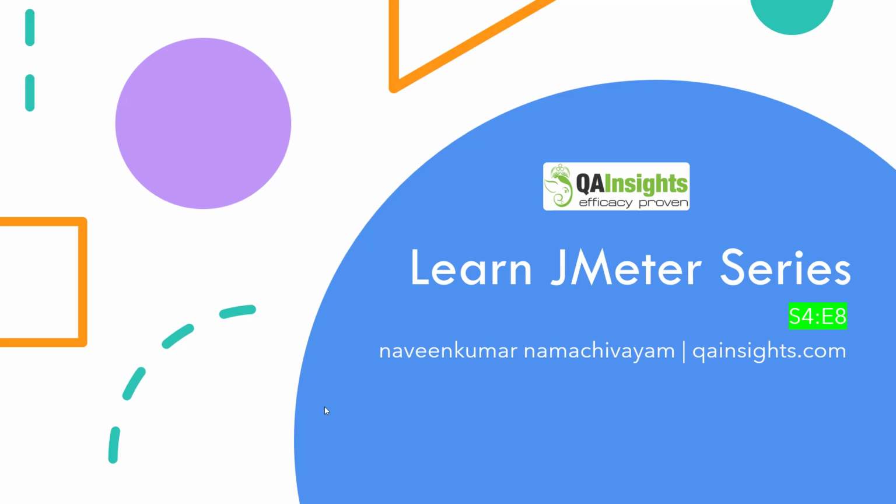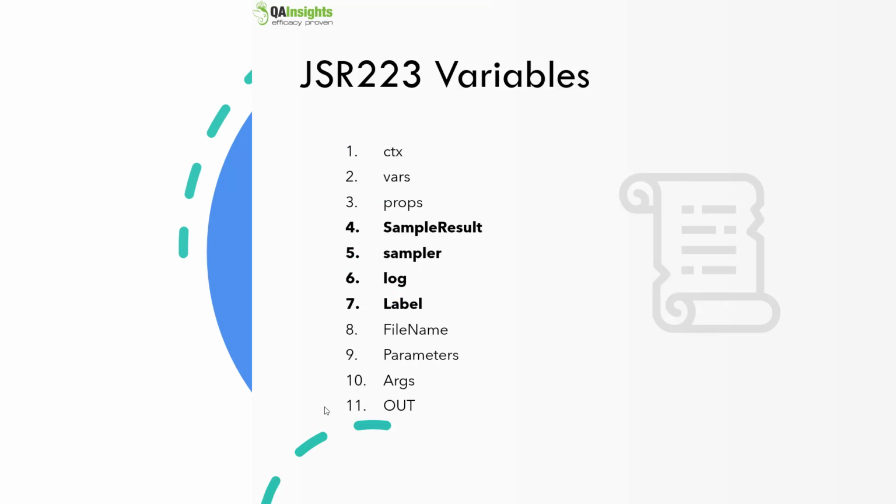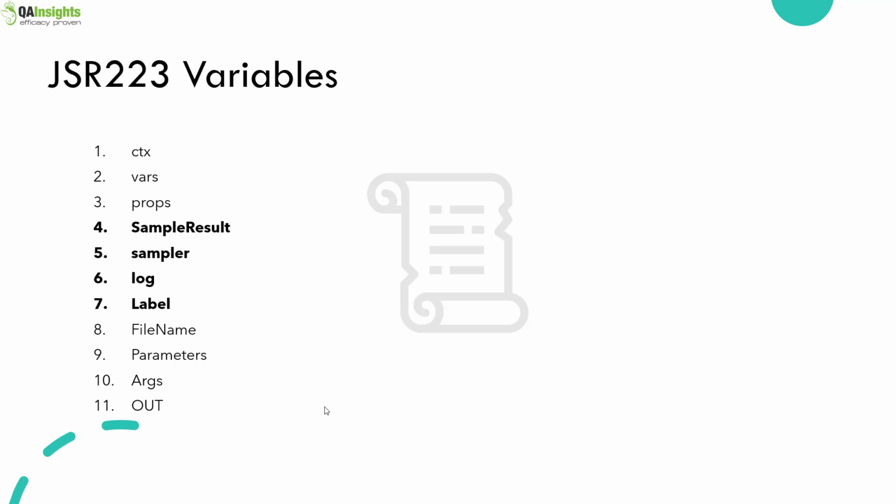Welcome to Learn JMeter series. In this season 4, episode 8, we are going to see about JSR223 variables part 2. Today we are going to cover sample result, sampler, log and label in JSR223 variables section.